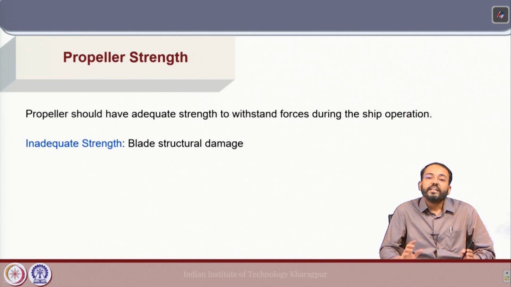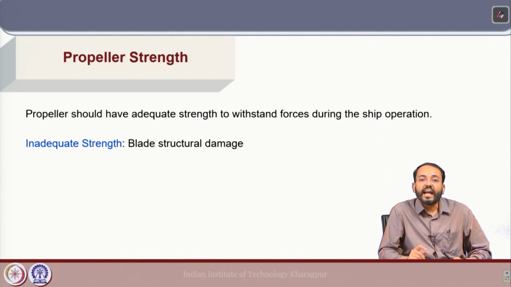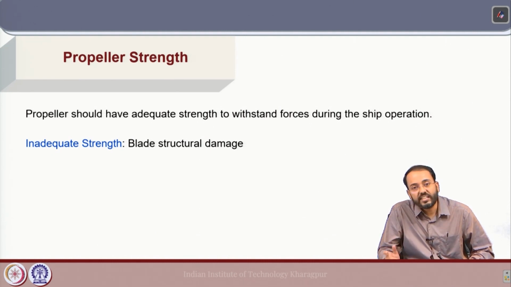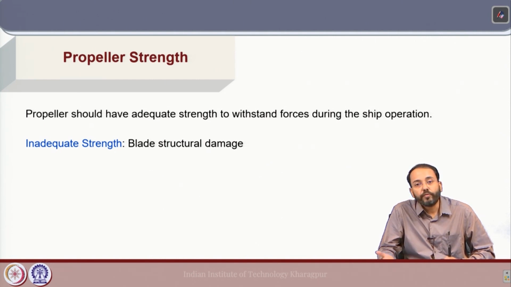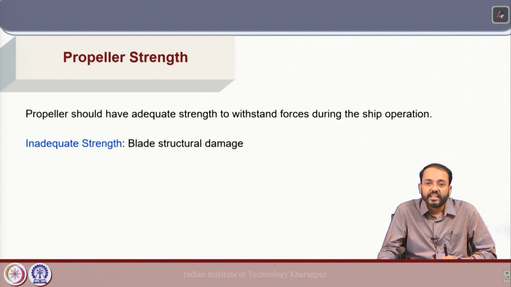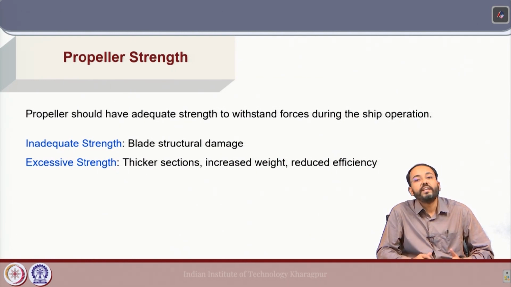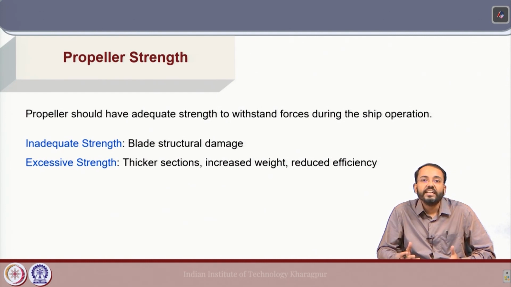Now, if the propeller strength is not adequate, what will happen? The blade will undergo structural damage and the blades will not be able to provide forces, and gradually the propeller will be damaged. On the other hand, if the sections are designed by using thicker sections, if more than required strength is provided, then that leads to excessive weight of the propeller, and also it reduces the efficiency of the propeller.